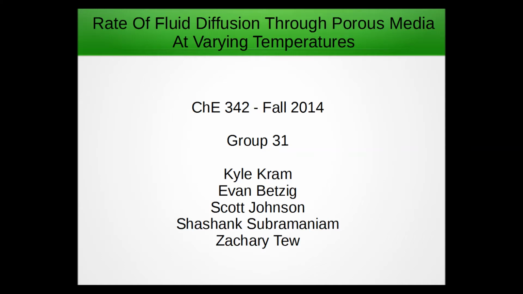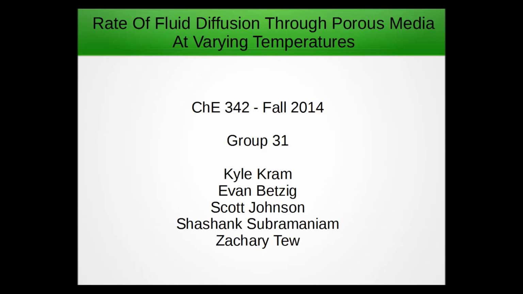Hello, this is Group 31 in Chemical Engineering 342 during the fall 2014 semester at the University of Michigan. The purpose of this project is to design an experiment that is suitable for high school students, which effectively demonstrates a mass and heat transfer concept that will expose students to chemical engineering.